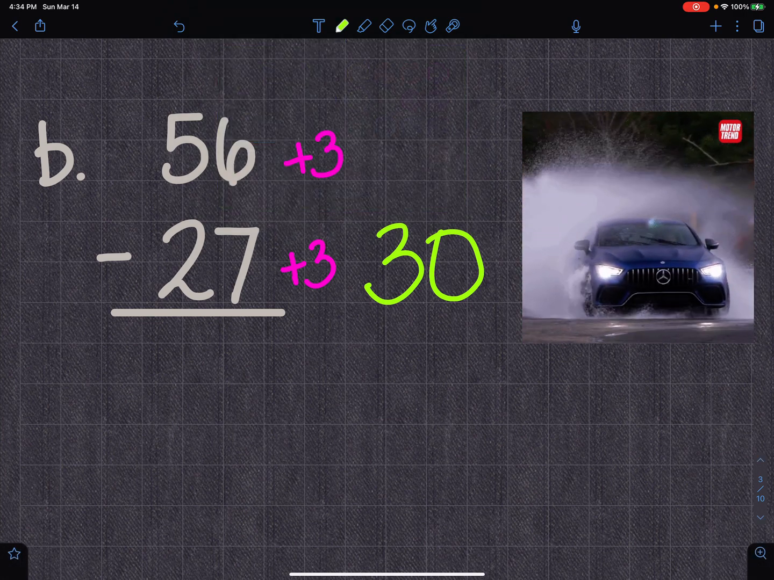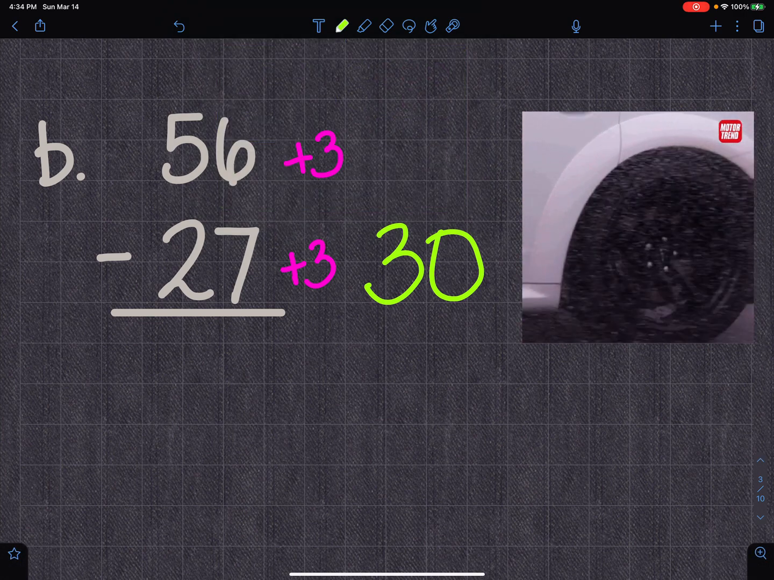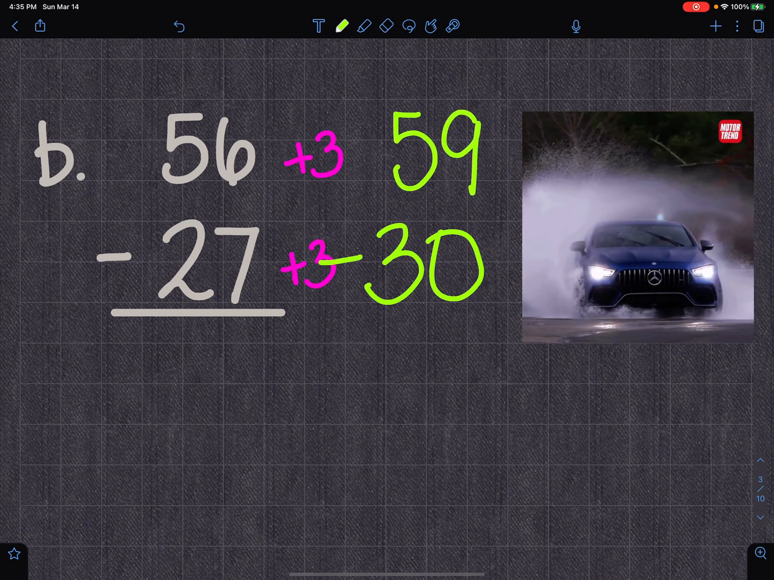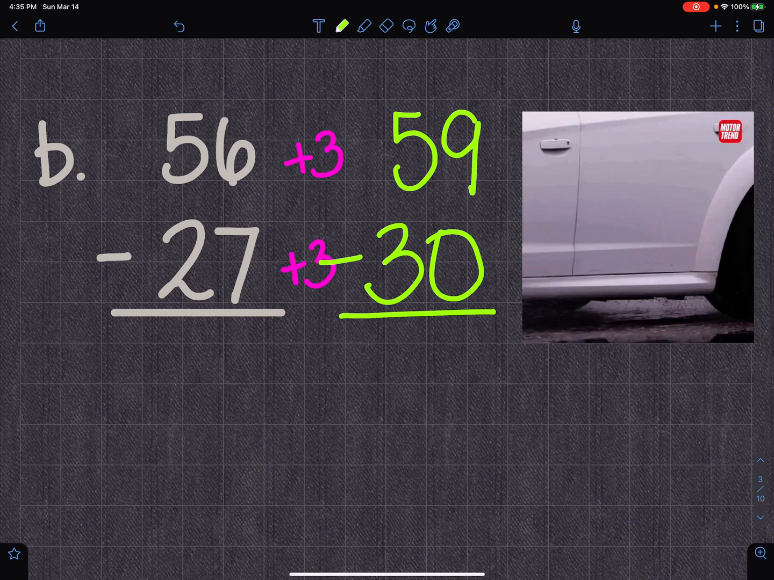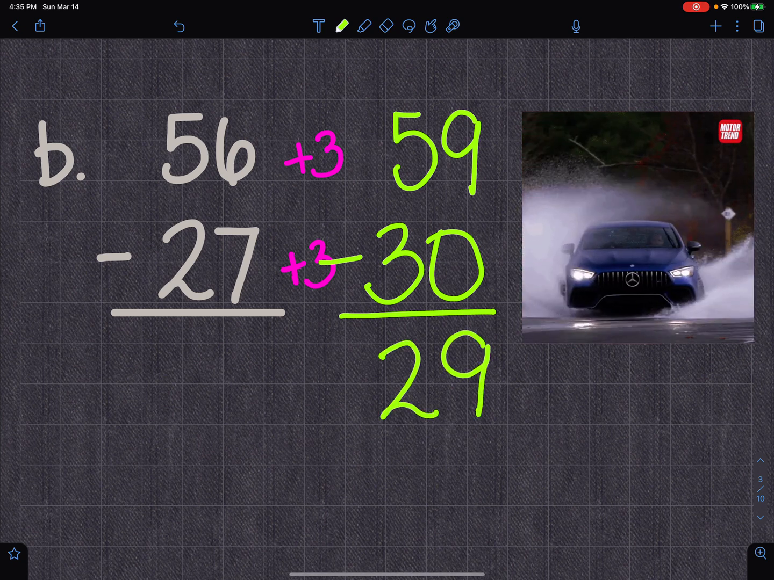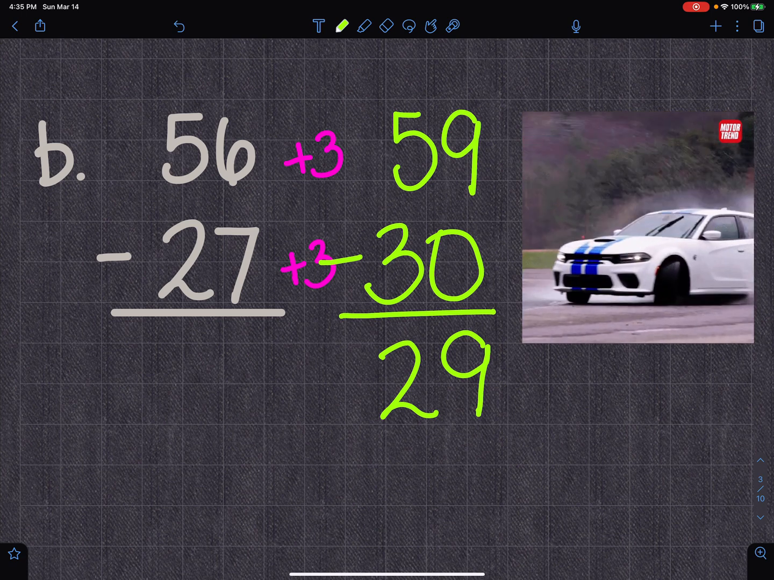56 plus 3 is going to be, what, 59? And now I'm doing 59 minus 30. And what do I get? A 9 in the ones place and a 2 in the tens place. So it's 29.